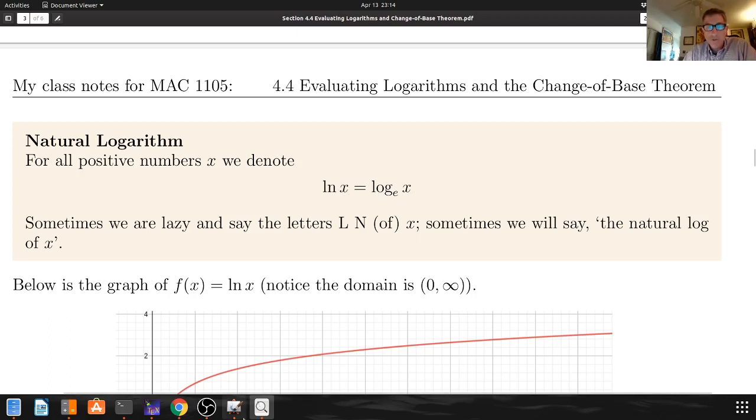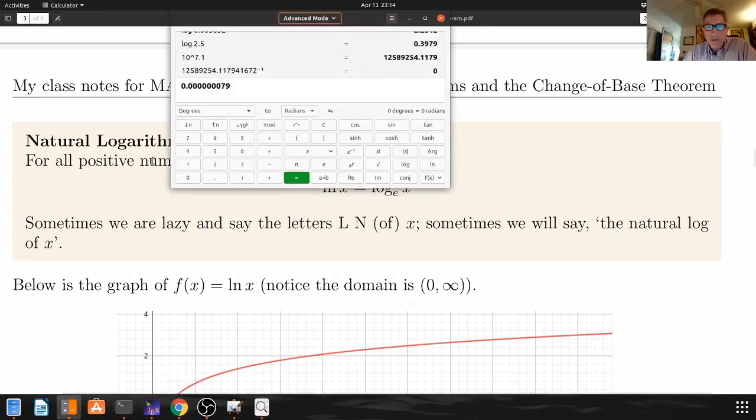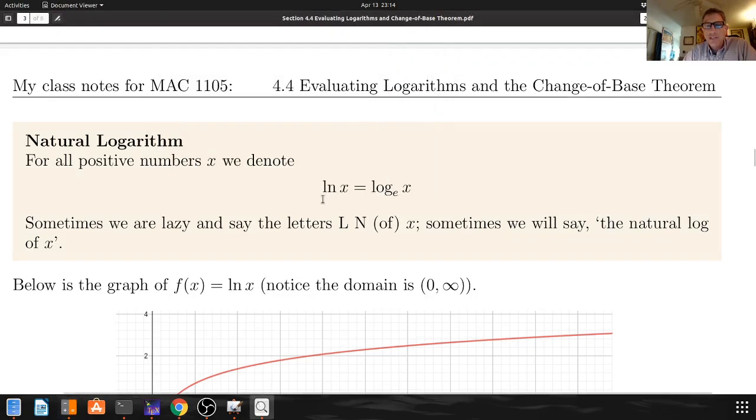And that's also a key found in your calculator. Right there is the base 10 logarithm. Right there is the natural logarithm. And for most mathematicians, this is the only logarithm that we ever use. Not so for scientists, but mathematicians almost always use the natural log.